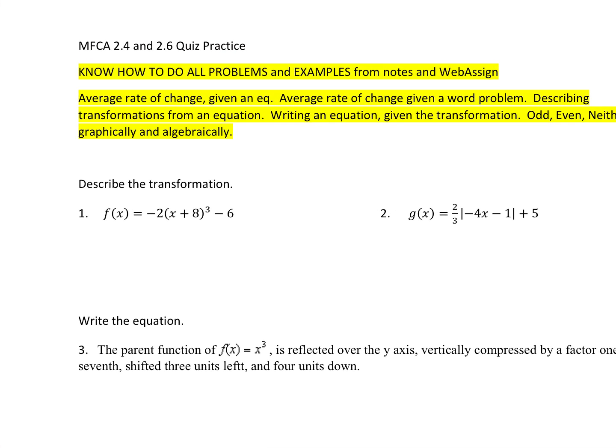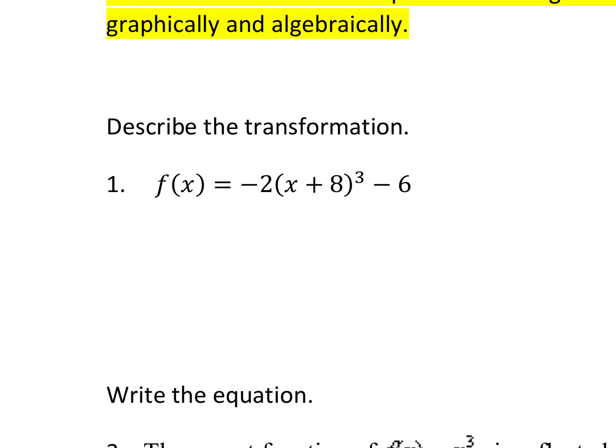All right, so for the quiz, we have 2.4 and 2.6. 2.6 was transformation, so it's a lot of memorization. So let's look at 1 and 2 and describe our transformations. If we are multiplying by a negative on the outside, what does that do to our graph?